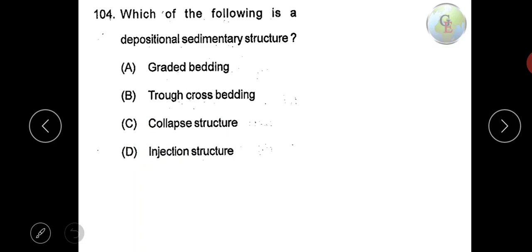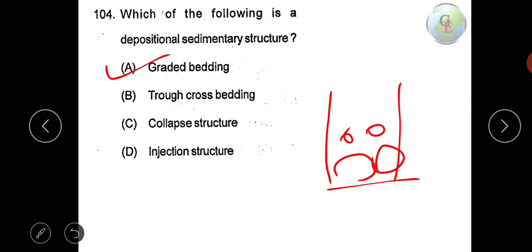Next question. Which of the following is a depositional sedimentary structure? Option 1, graded bedding; option B, tool marks; option C, collapse structure; option D, injection structure. Here, as you know, graded bedding is a depositional sedimentary structure. In graded bedding, the larger particles come to the bottom, and over that the sediment gradually becomes finer upward, like this. Suppose this is a basin. The bottom part consists of larger size, then smaller size, and finally very fine size.